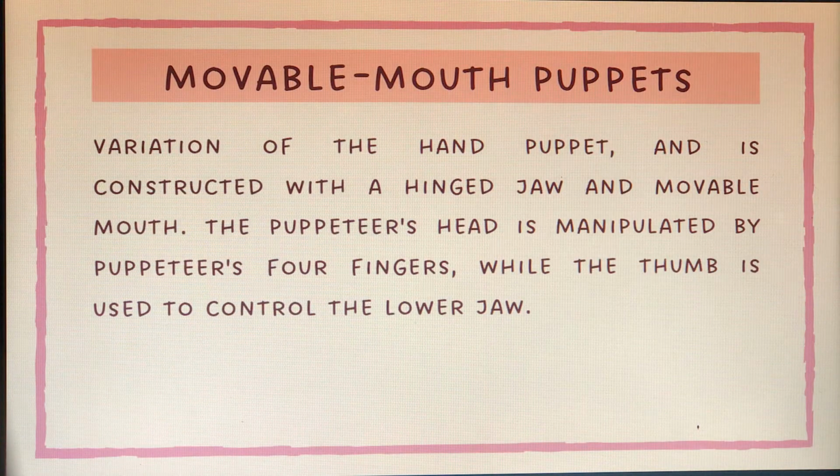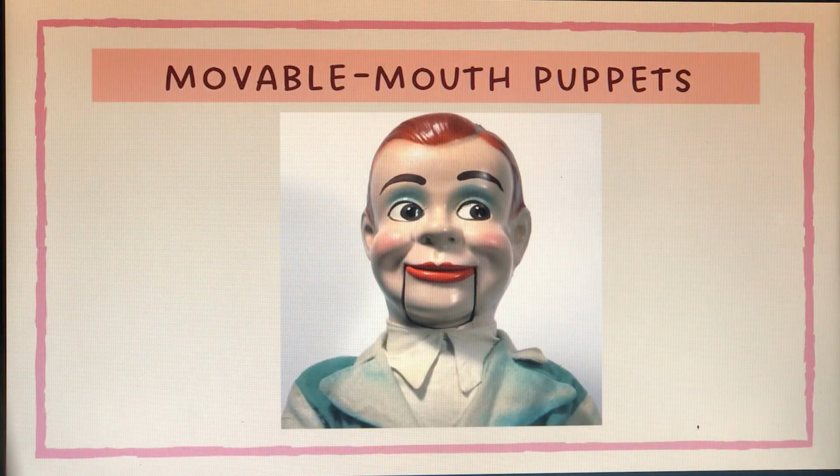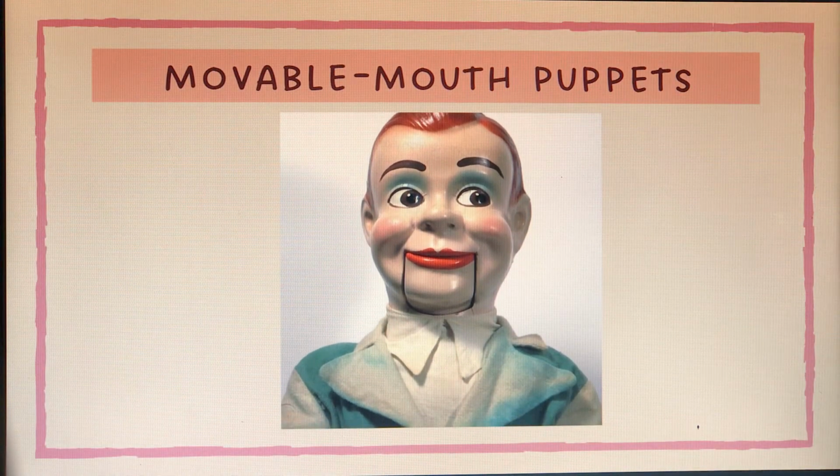Next, we have the movable mouth puppet. A variation of the hand puppet, it is constructed with a hinged jaw and movable mouth. The puppet's head is manipulated by the puppeteer's forefinger while the thumb is used to control the lower jaw. So, this is an example of a movable mouth puppet. So, next slide.